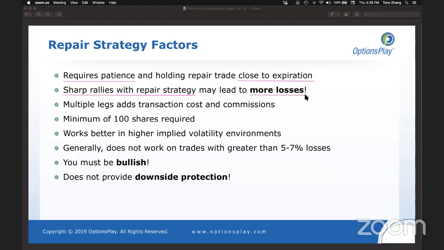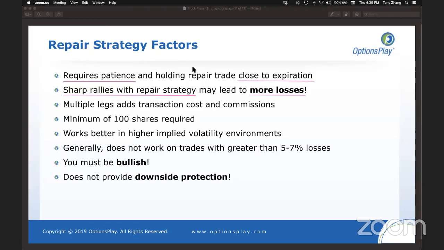So this is something that's very counterintuitive. And this is the complexity of having a ratio spread, because net you're short two options while you're only long one. So if the stock rallies significantly, you can actually lose more money on the short legs than you're gaining on the long leg. And this is something that's somewhat counterintuitive to one of these repair trades. And this is really the complexity that I want to make sure everyone understands.